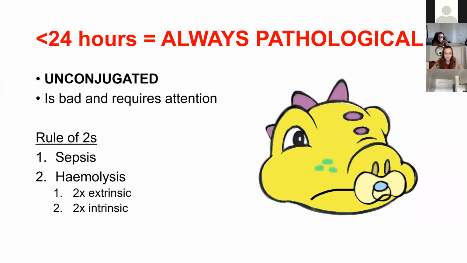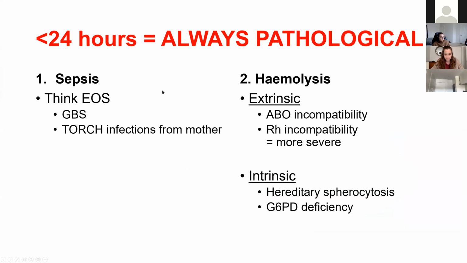So for this, we think about the rule of 2s in terms of the causes of neonatal jaundice in the less than 24-hour-old baby. So the first one being sepsis. So we're thinking early onset sepsis, things we're concerned about are GBS and other congenitally acquired infections from the mum. And then the other thing to think about is hemolysis. And for hemolysis, there's also 2 causes, and for each of those 2 causes there are further 2 causes.